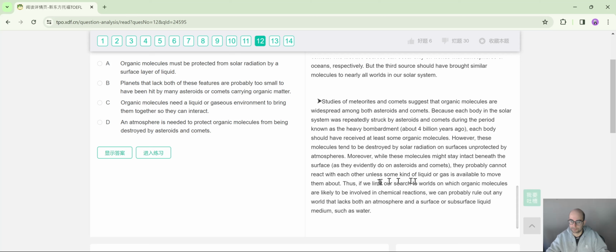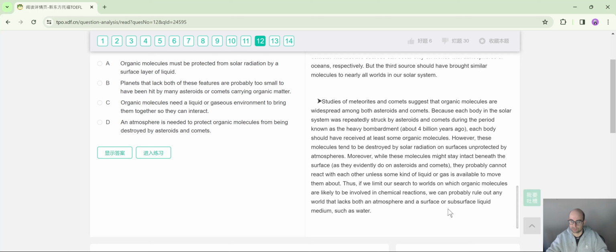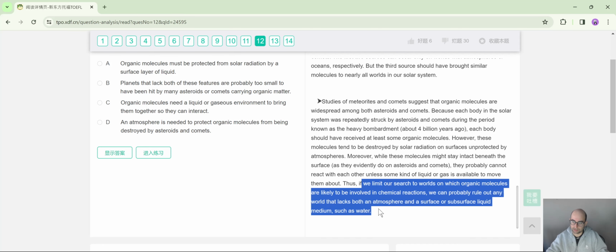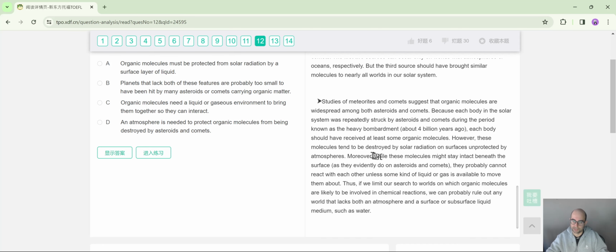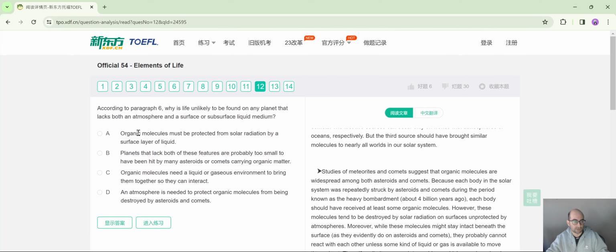So just keep going. Thus, if we limit our search to worlds on which organic molecules are likely to be involved in chemical reactions, we can probably rule out any world that lacks both. Oh, okay. This is more clear. An atmosphere and a surface or subsurface liquid medium such as water. Okay, so this is a result of the information they mentioned here. All right. So organic molecules must be protected from solar radiation by, must be.